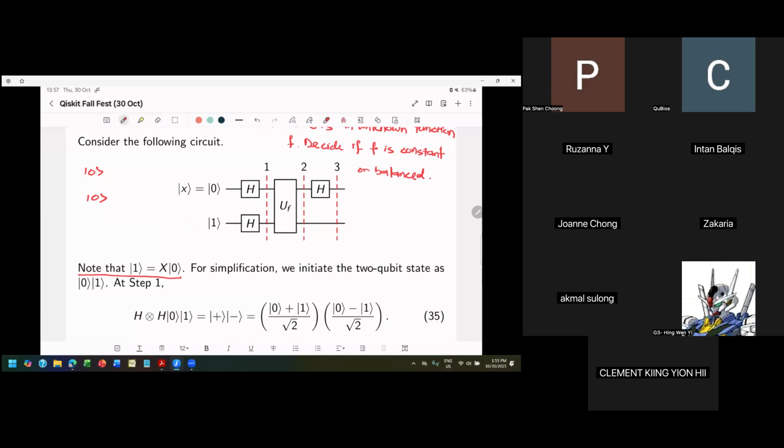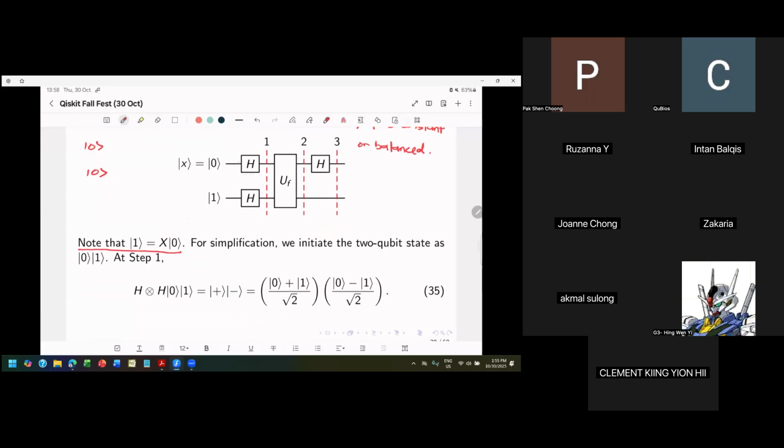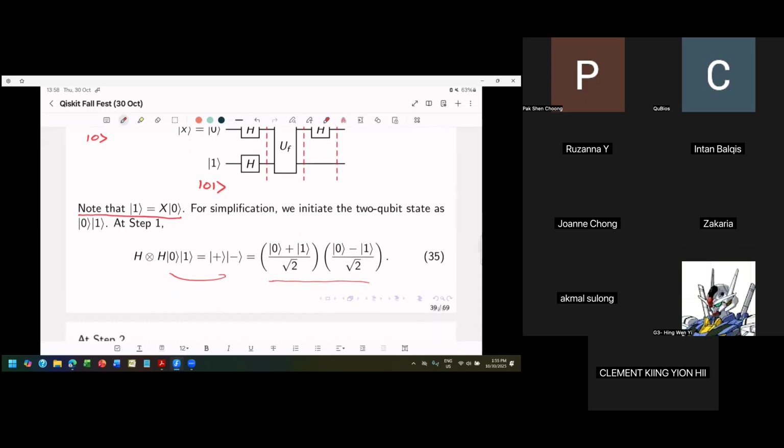Okay, let us look at the first step. You begin with 0, 0, 1, and you apply Hadamard gates to get the 0, 1 state. So what it becomes is basically plus minus, and you expand the plus minus into this. So over here should be easy enough. It should be no problem.